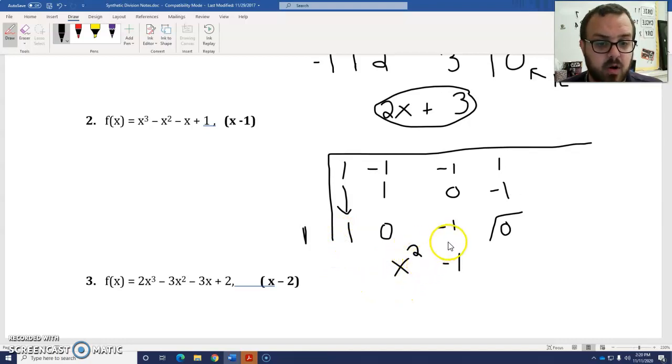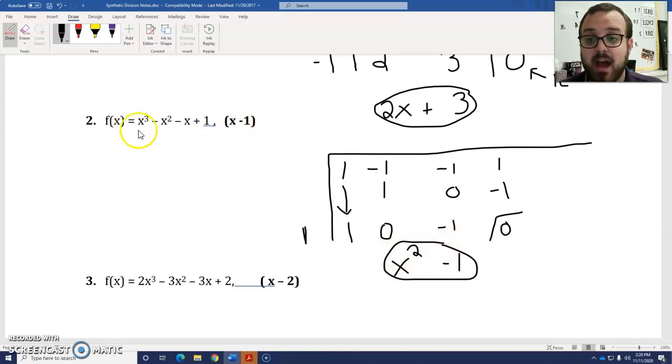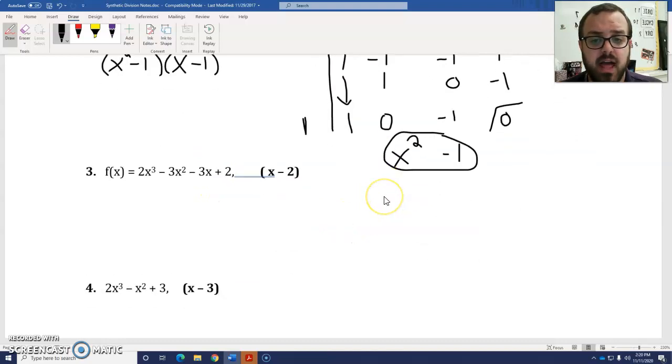x squared minus 1 is what my quotient's going to be. That's what happens when I divide these two together. Which means I can now rewrite this polynomial as x squared minus 1 times x minus 1. Okay? Let's go a little bit further.